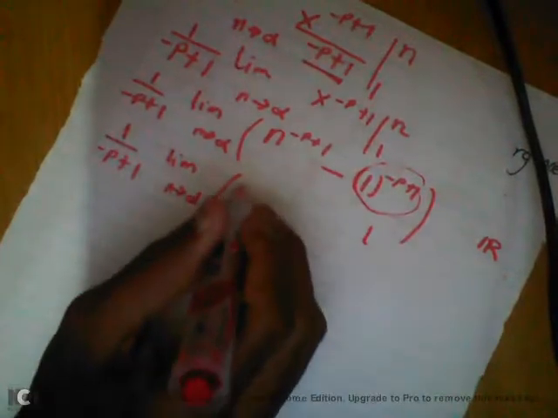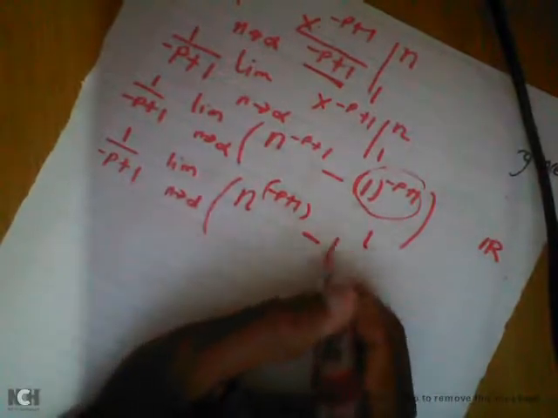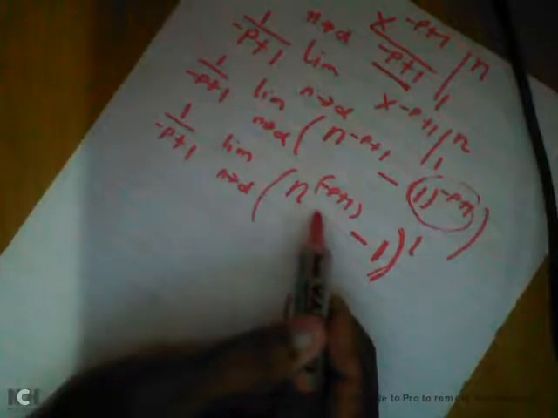So we have 1 over (-p+1), and the limit as n approaches infinity, and this one here is going to be n^(-p+1) minus 1. But then, excuse me, we got minus 1. I can reciprocate this one if you want. I can reciprocate, and that's okay. Why do I do that? I'll tell you now. The limit as n approaches infinity.